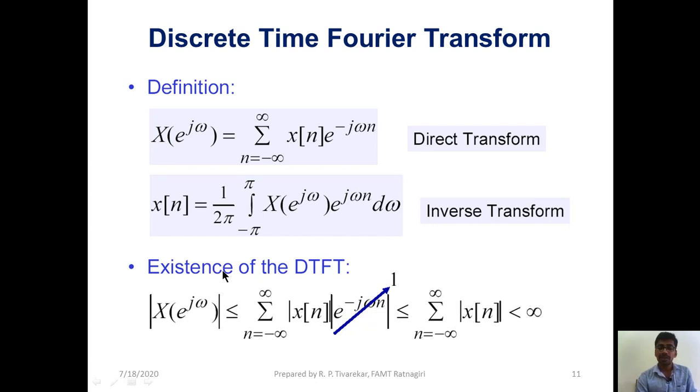So if the discrete time Fourier transform needs to exist, that means if this exists, then obviously the right side will be less than infinity. So for existence, this is a condition. In a statement, I can say the DTFT exists if x of n is absolutely summable, meaning the summation over minus infinity to infinity of the magnitude of x of n needs to be some finite value.